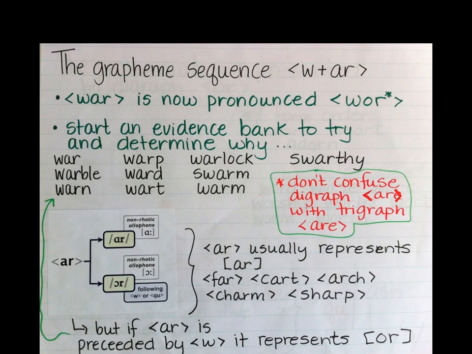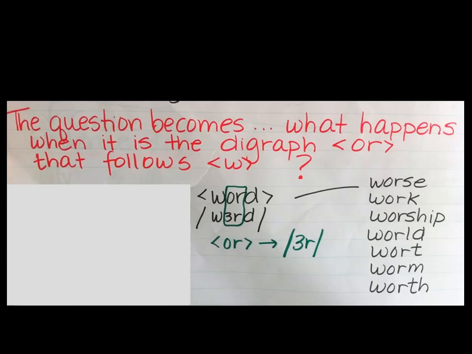So this diagram I found very confusing until I really sat down and thought it through and played around with it. I'm not sure that this diagram would be helpful to kids right away. After they come to determine this by collecting evidence, then this diagram might be helpful. The question becomes, what happens when it is the digraph OR that follows the W, as in "word"? And interestingly enough, that then makes kind of a short E sound, "word," "erd," and we can make an evidence bank again of words that do that.